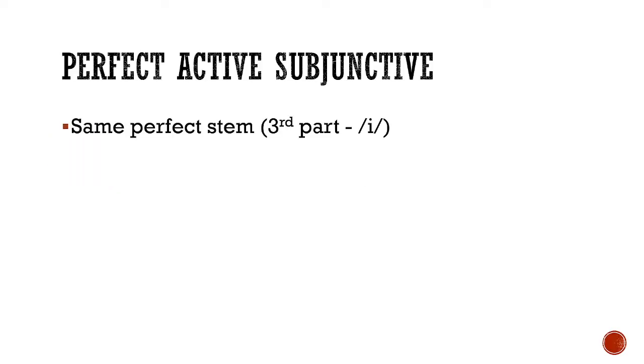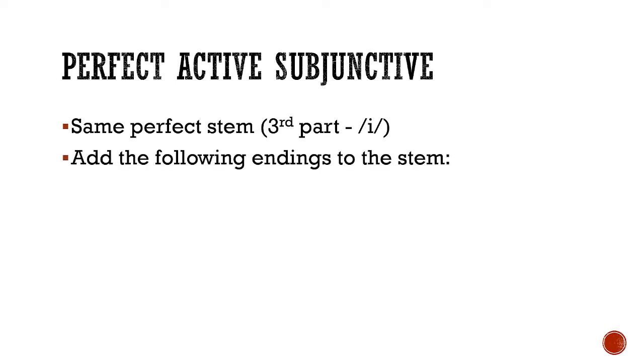So, we're going to use the same perfect stem that we've always used before, and that's going to be the third part minus I. Yes, you remember me beating this into your head last year when we reviewed it during Latin 2, or Latin 1B, if you had me last year. So nothing's changed here. Take the I off the third part, there's your stem.